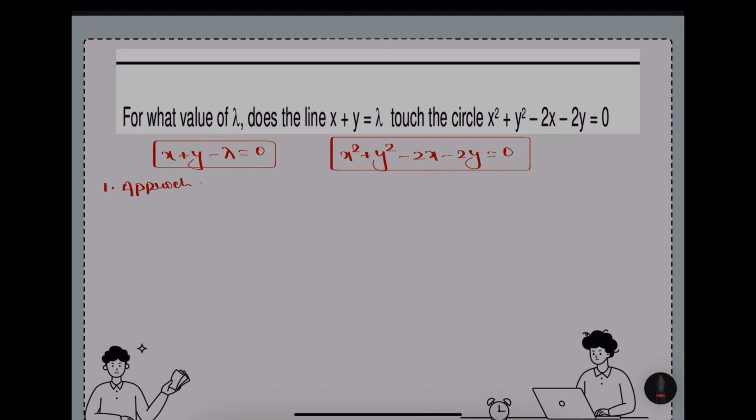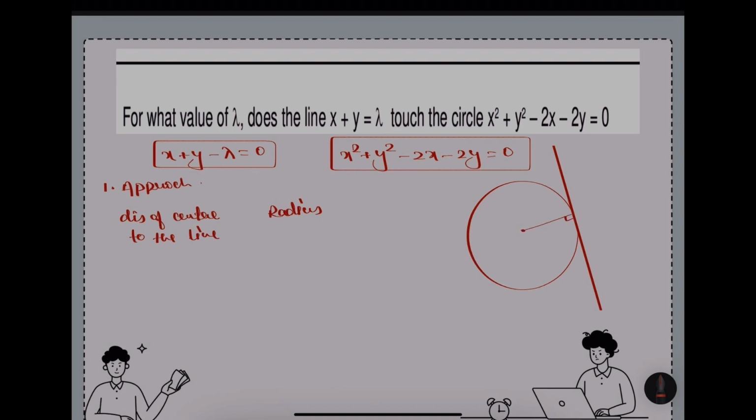In this part I will connect the distance of the center to the line, and I will connect it with the radius. This is the case where I want the line to touch the circle, correct or wrong? So the distance between the center and the line should be equal to the radius. Is that okay?